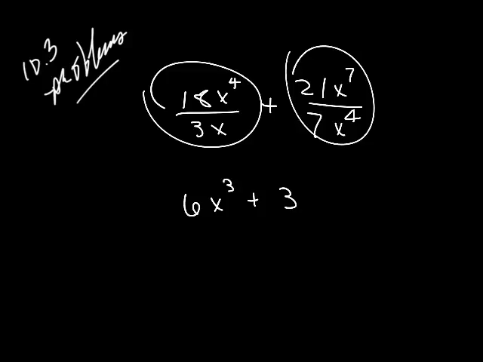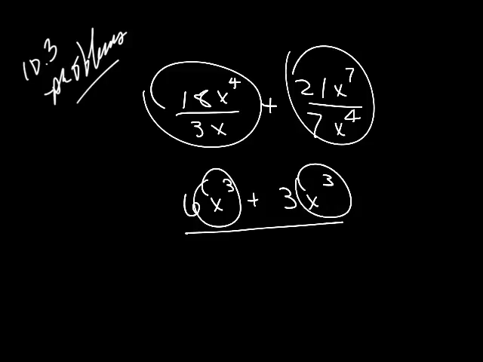21 over 7 is 3, x to the 7th over x to the 4th is x to the 7 minus 4. And then you can look and see, do I have the same variables and the same exponents? I do, so I add my 2 numbers together. 6 plus 3 is 9, and then I tag on my variable and its exponent, and I'm done. So that's it for 10.3 problem set. I think you'll be fine with that.